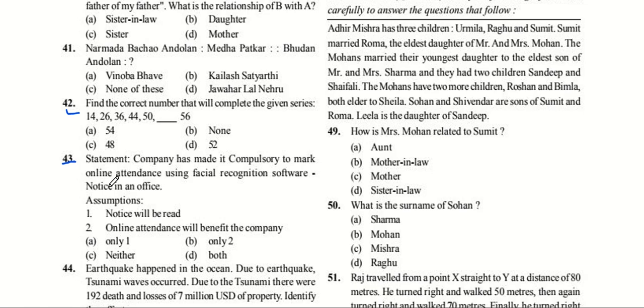Firstly read the statement given in the assumption, then try to nullify it. If you are unable to nullify it, it is correct. So one and two both are correct. I will go with both, because online attendance is implicit in this, and the notice is implicit in this. So from my side, this will be the correct answer.